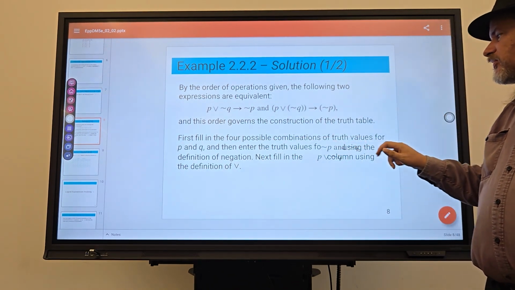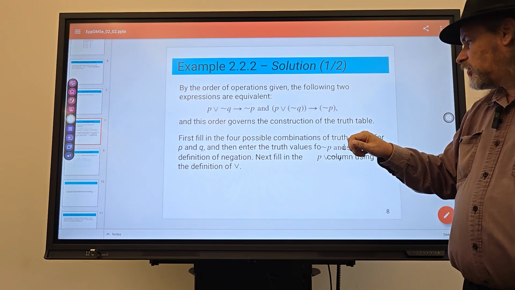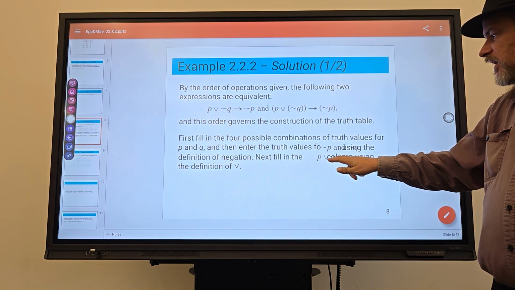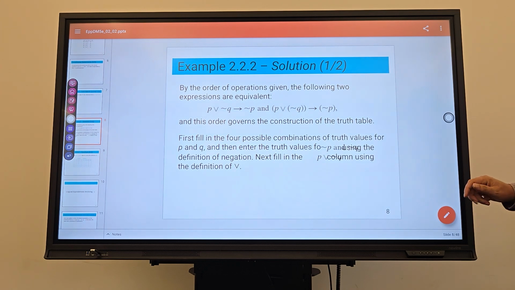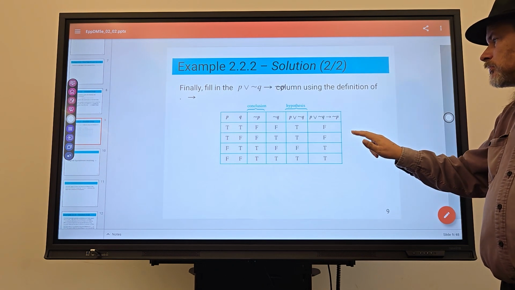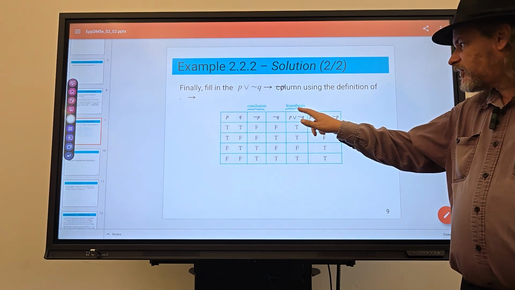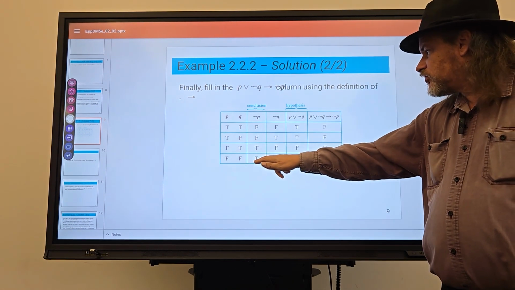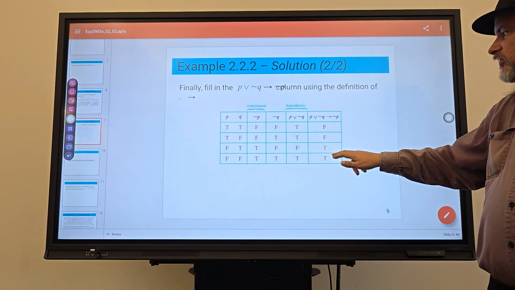And then you fill in the 4 possible combinations for the truth values for P and Q. Then do the truth values for not P and not Q, from negation. And then P or not Q using the definition of or. So, hypothesis, conclusion, hypothesis implies conclusion is here.